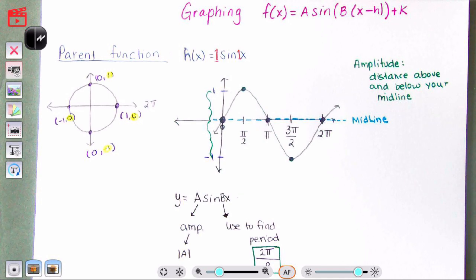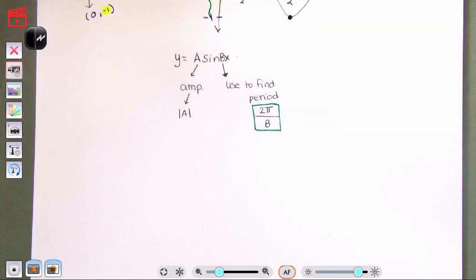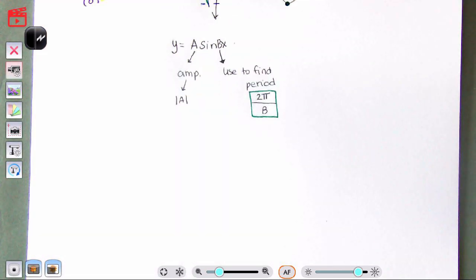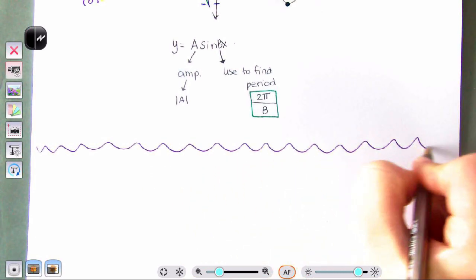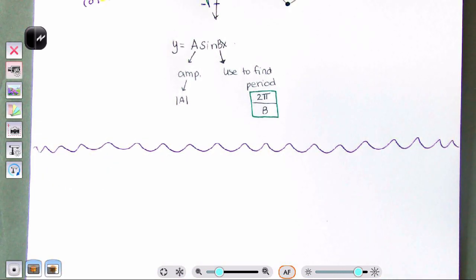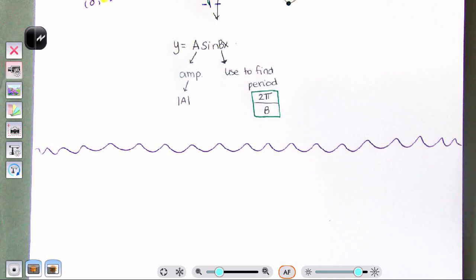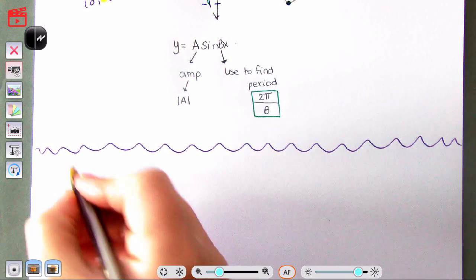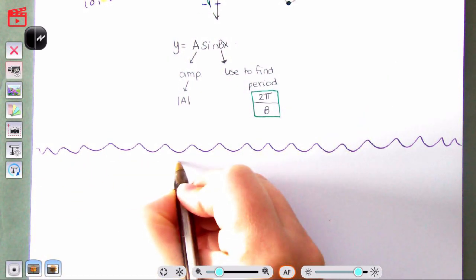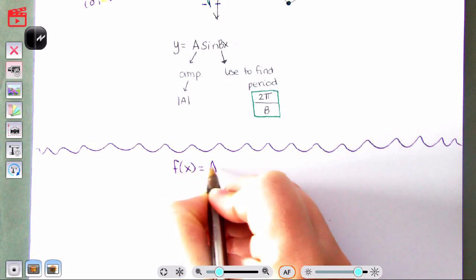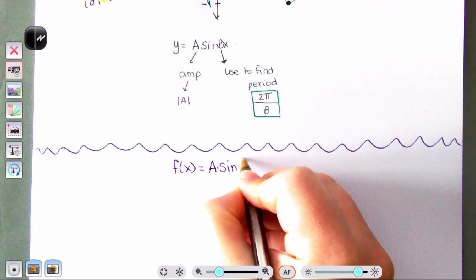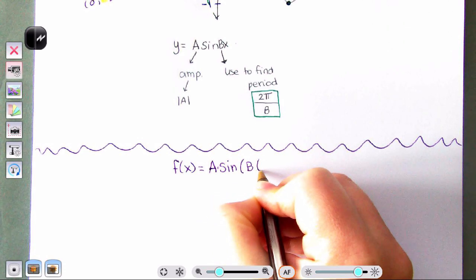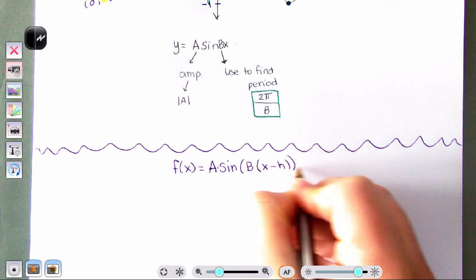Now let's go ahead and start with our transformations. Now for transformations, I'm going to show you two things. I'm going to show you the way that we are expecting you to do it, and then I'll show you a different way that also works. But just know that it works, but we're still going to be focusing on the way that we're doing. Okay. So what we have is f of x is equal to a times sine of b times x minus h plus k.